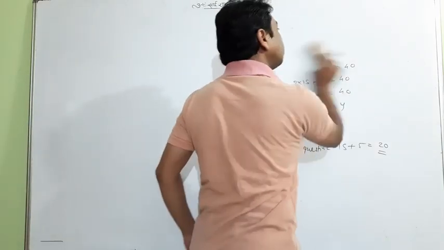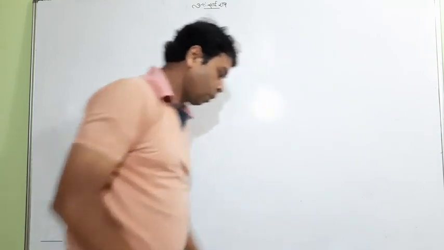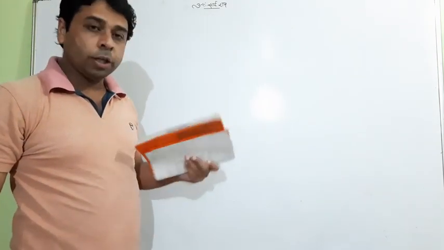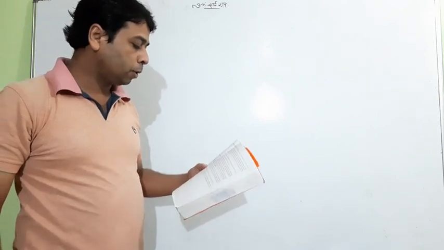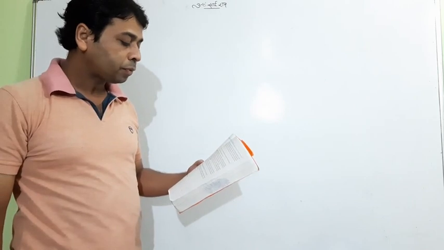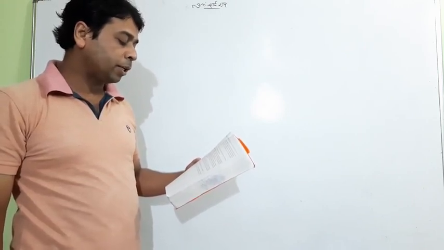The next question is one of the important questions as far as the exam is concerned. Read this question properly from the book. Places A and B are 100 km apart on the highway. One car starts from A and another car starts from B at the same time.